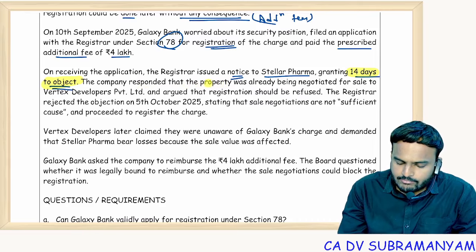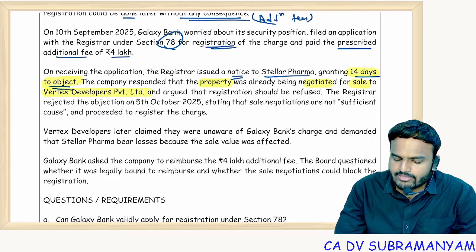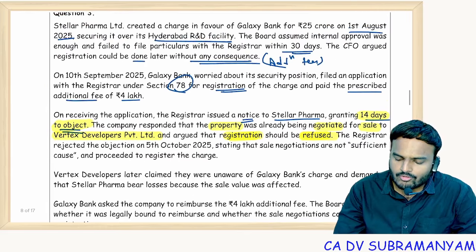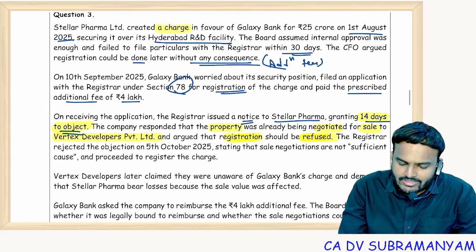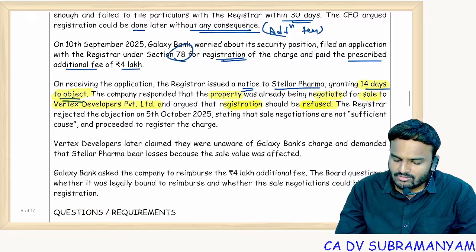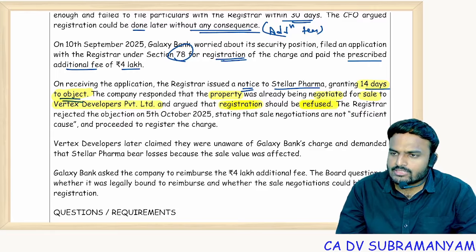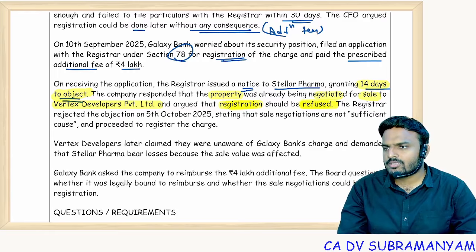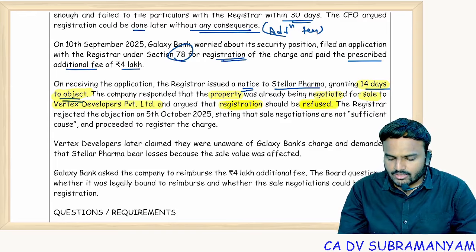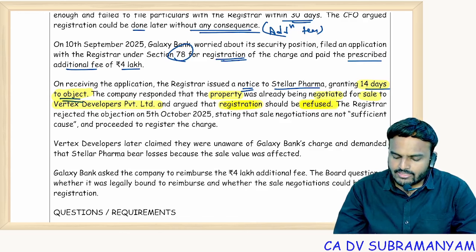The company responded that the property was already being negotiated for sale to Vertex Developers Private Limited and argued registration should be refused. Already borrowed money, already created a charge, 25 crores. Now, is this a valid reason for refusal? Sir, we are in negotiation with the buyer, sir. We want to sell it to the buyer. Is it a valid reason for refusal?